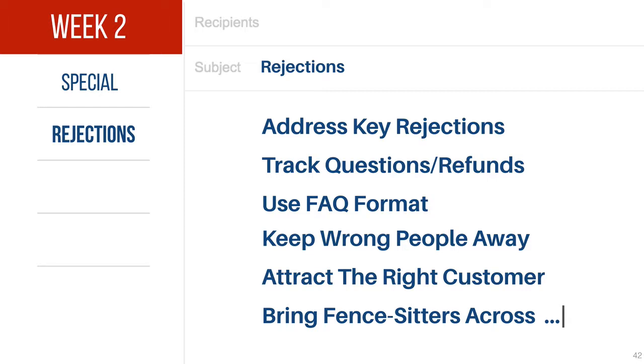What I recommend you can do is, first of all, if you already sell your product and you get refunds, find out why people are refunding. Also, track any questions you get about your product before they buy, to see what they're asking before they make the decision to buy, so you can address those things in this rejections email. Some of the common rejections are they may be concerned about the price. They may be concerned about their husband or wife or their spouse not wanting them to buy this.